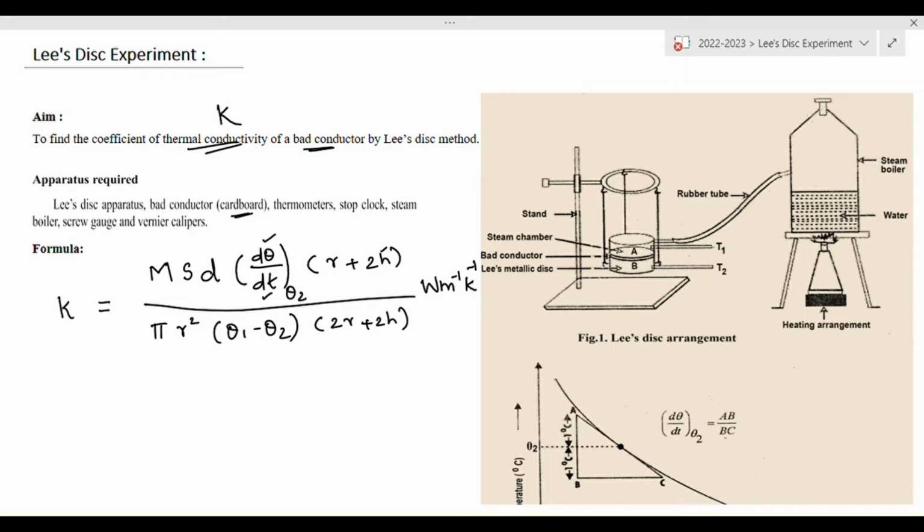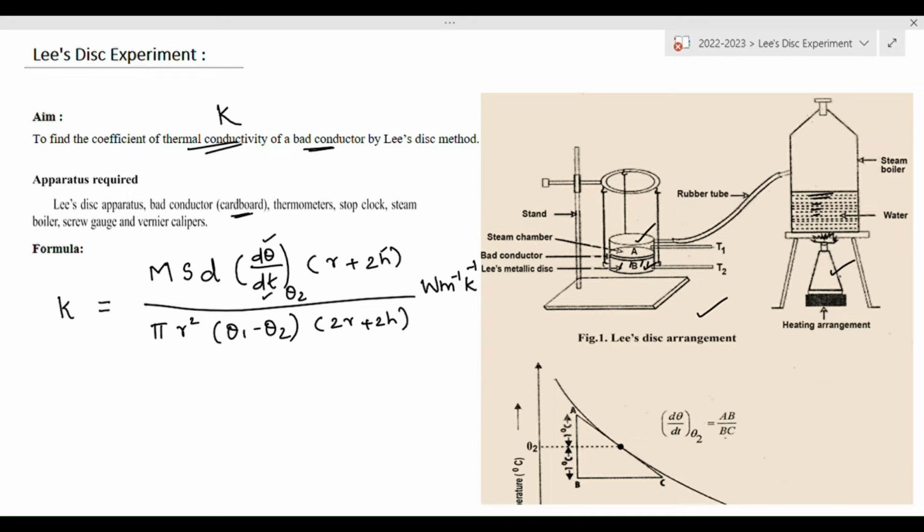Let us move on to the procedure. This is the Lee's disc arrangement. It consists of a heating arrangement, a hot plate or a coil stove, over which there is a steam boiler. It is half filled with water. A is the steam chamber, B is the Lee's disc.